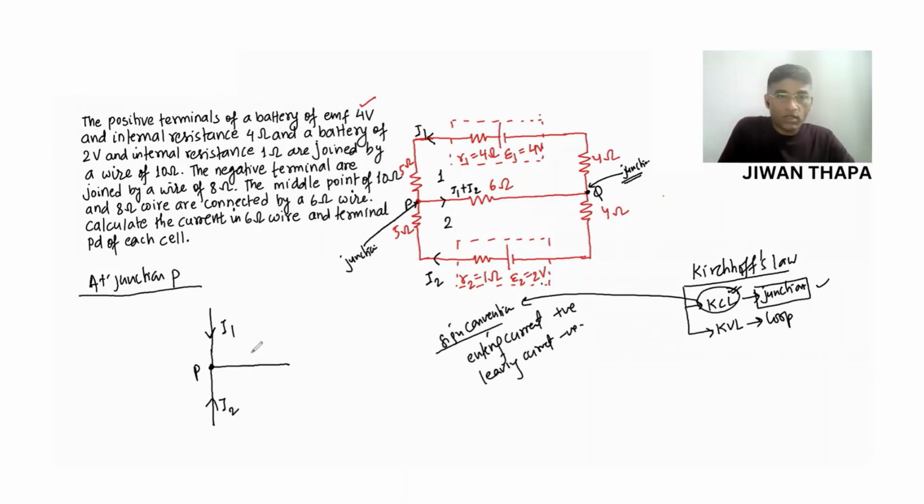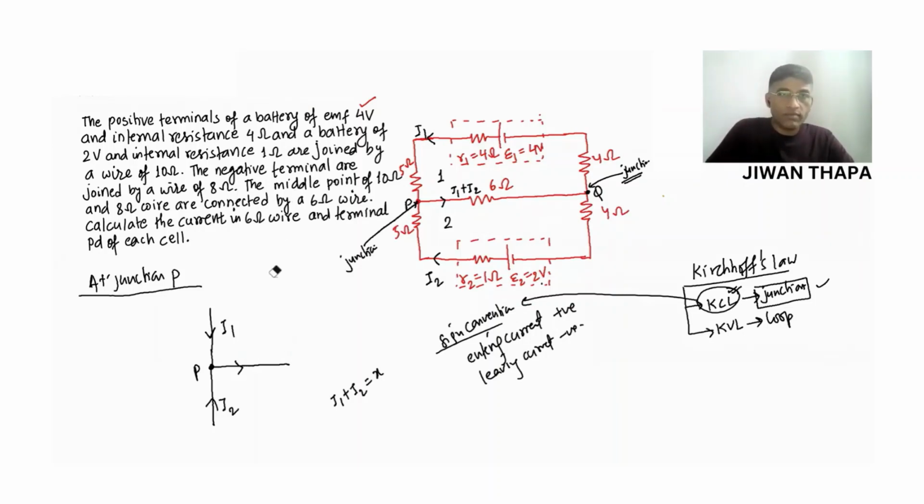Let current flow in the branch PQ be X, and let us choose current in this branch along this direction. We can also choose current in this direction. So what we get? Sum of entering current, that is I1 plus I2, equals sum of leaving current. Therefore, current flowing in the branch PQ is I1 plus I2. So we can write it directly.